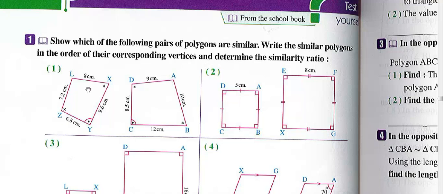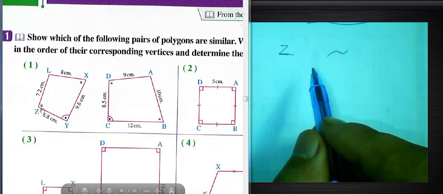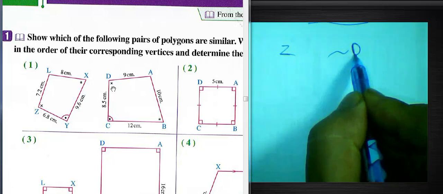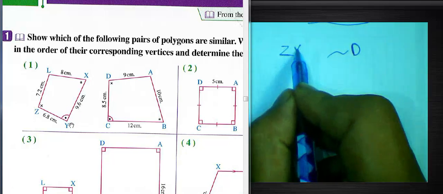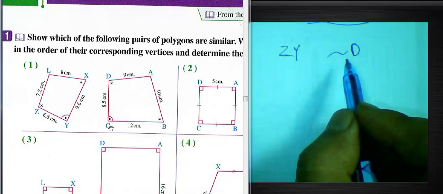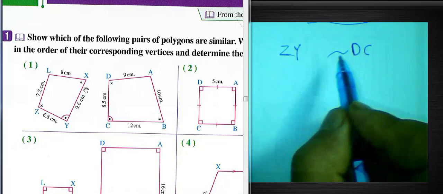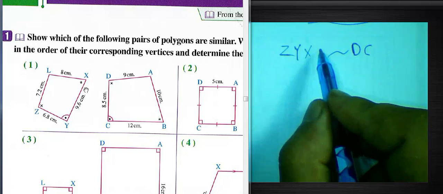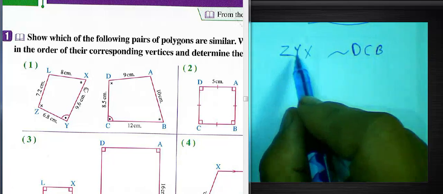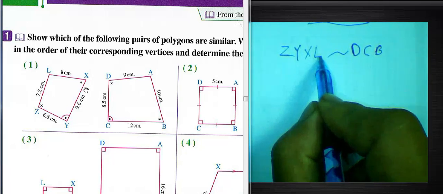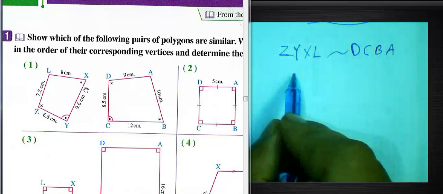Look at Z: the angle of Z equals the angle of D, and the angle of Y equals the angle of C, and the angle of X equals the angle of B, and the angle of L equals the angle of A. These are the corresponding angles. Alright, now the proportional sides.